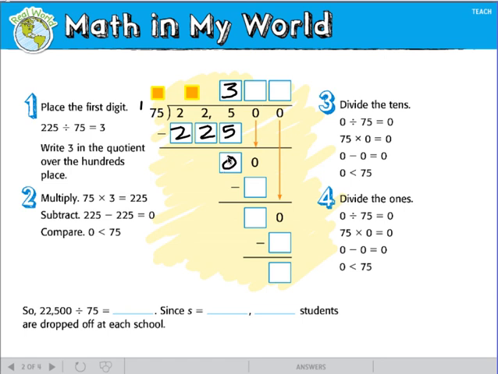That's 0. I have to bring down my 0. 75 goes into 0, 0 times. I have to bring down my other 0. 75 goes into 0, 0 times. So, this is 300.